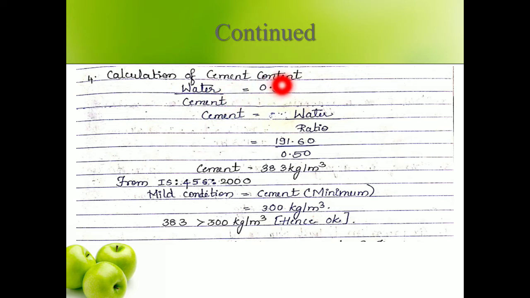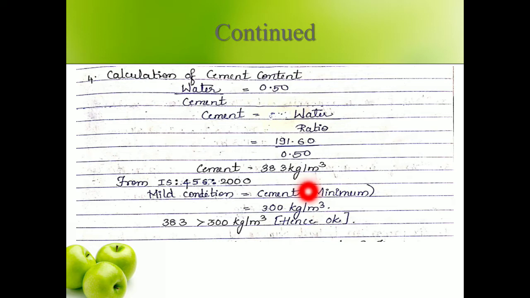So cement will be on either side, it will go. Water divided by the water cement ratio gives you the cement content. That is, water we have got 191.60 liters divided by the ratio, that is 0.5. Your cement content will be 383 kgs per meter cube.